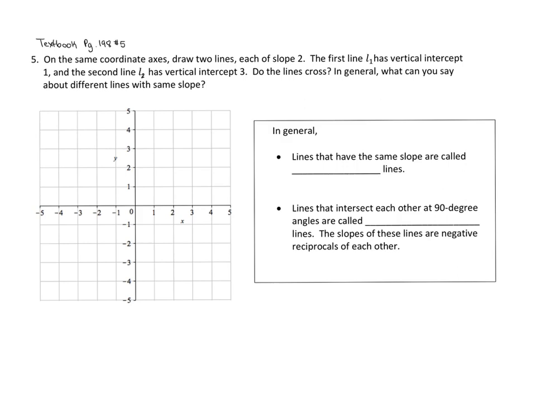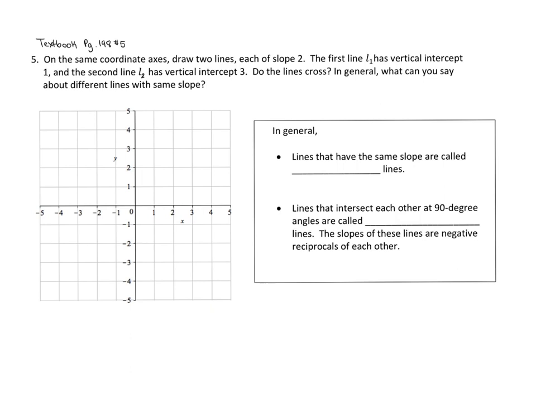Let's take a look at another example where we want to focus on the vertical and horizontal intercept of lines. You can find this problem in your textbook, and you can also print out this handout in Blackboard to follow along with the video. In this problem, we're asked to draw two lines on the same coordinate axis, each of slope 2. So this means that both of these lines have the same slope.